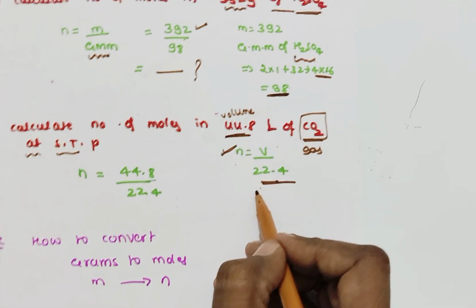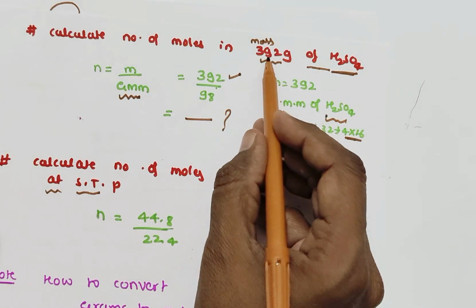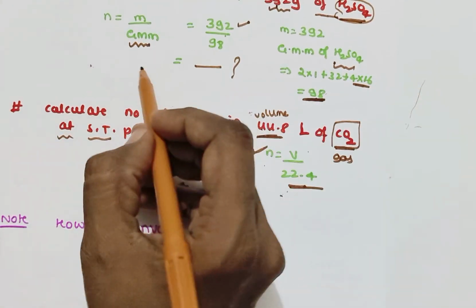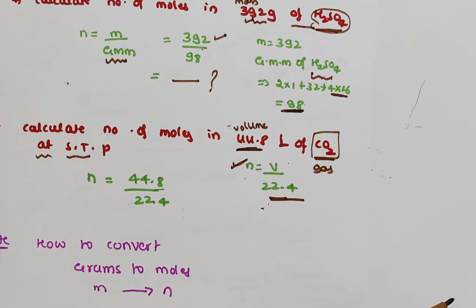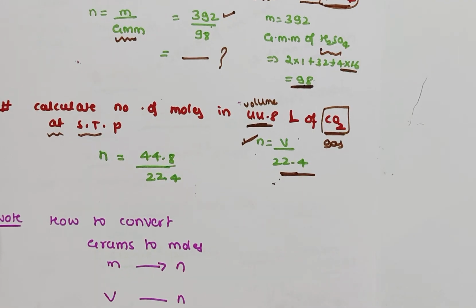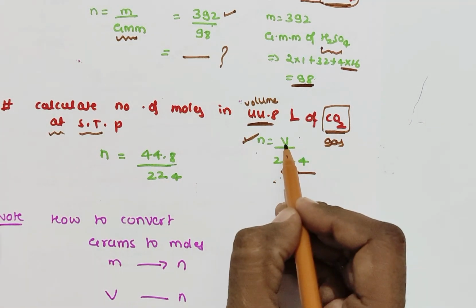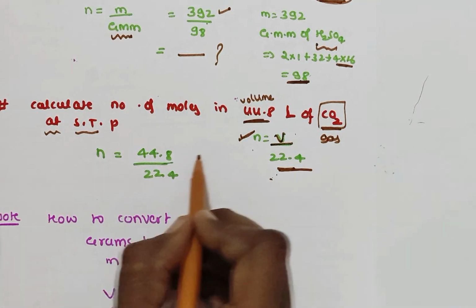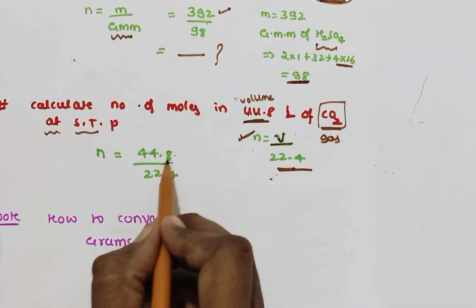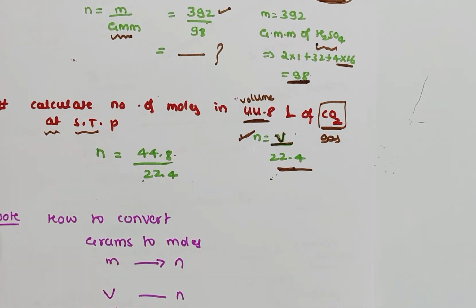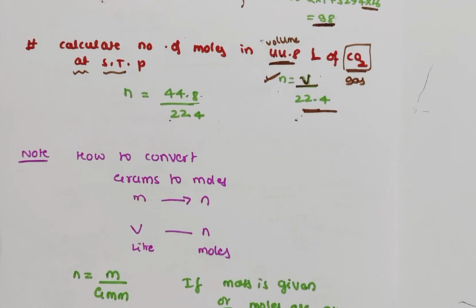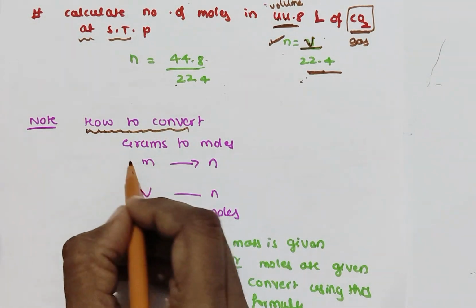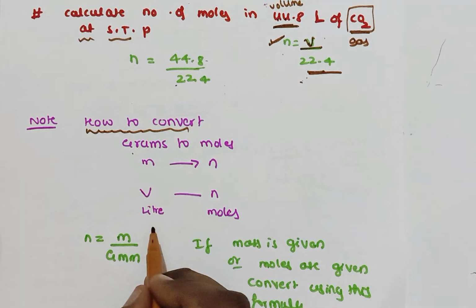In the previous formula, what was given? Mass was given, therefore we calculated molecular mass and finally got the number of moles. Like that, here in this numerical volume is given, therefore we can use the formula N equal to V divided by 22.4. Therefore, 44.8 divided by 22.4. Is this clear? The next concept is again an important concept: how to convert grams into moles or volumes into moles.